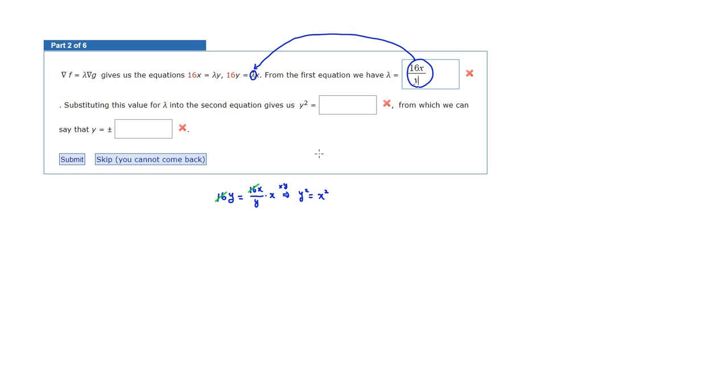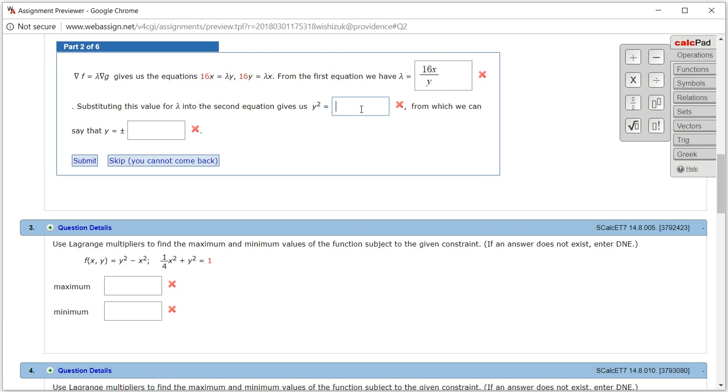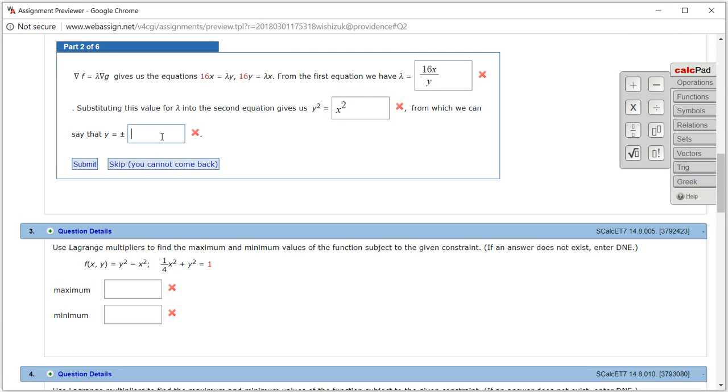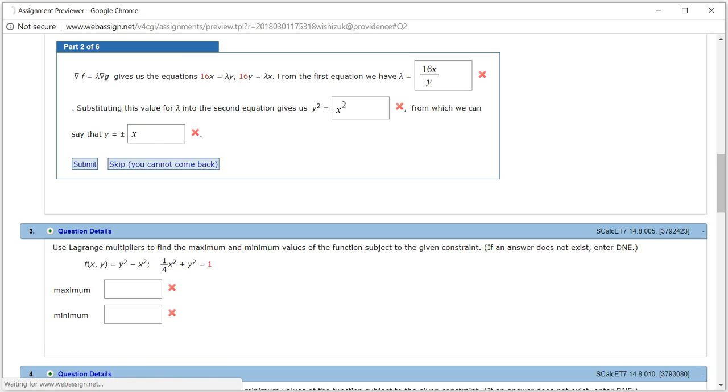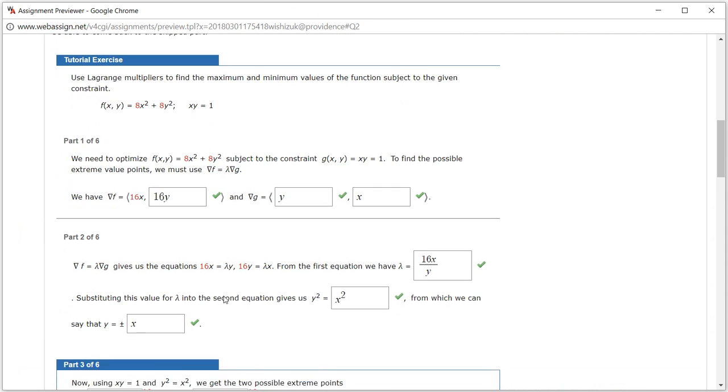So that's probably what they're looking for. I'm going to put the x squared there. Let me just type it in. So here we got x squared there. If you take the square root of both sides, you get plus or minus x. Submit for testing. All right, I came back and it looks like we got part 2 correctly.